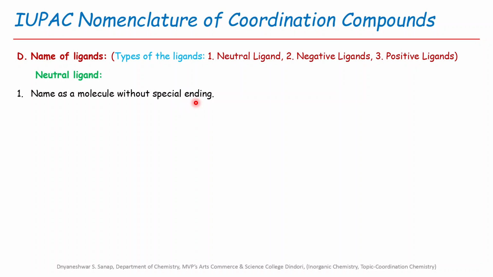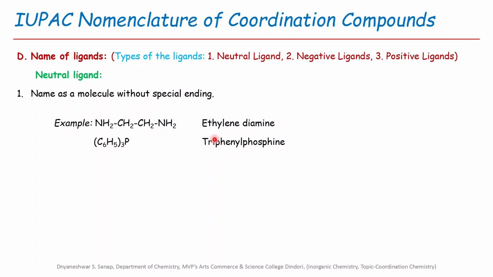That means whenever a neutral ligand is present in the coordination complexes or coordination compounds, we have to write the name of the ligand as the molecule name, without a special suffix. An example of such a ligand is NH2CH2CH2NH2, that is ethylenediamine. In this case, the name of the molecule is written as it is for the nomenclature. Another example is triphenylphosphine.